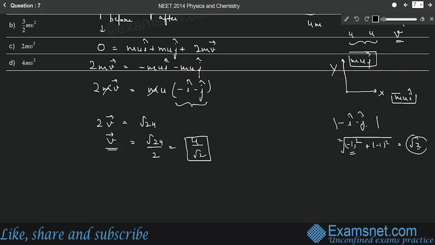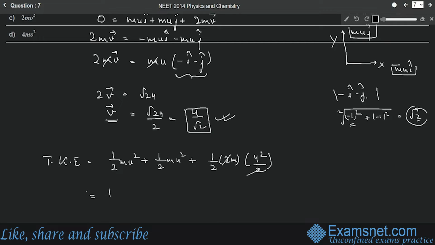Right. The total kinetic energy generated will be equal to kinetic energy of the first body, that is half mu square, plus kinetic energy of the second body, that is half mu square again, because both have same mass and same speed, and kinetic energy of the third body, that means half into 2m into speed u by root 2 square. Square of u by root 2 is u square by 2. So this 2 will be cancelled.